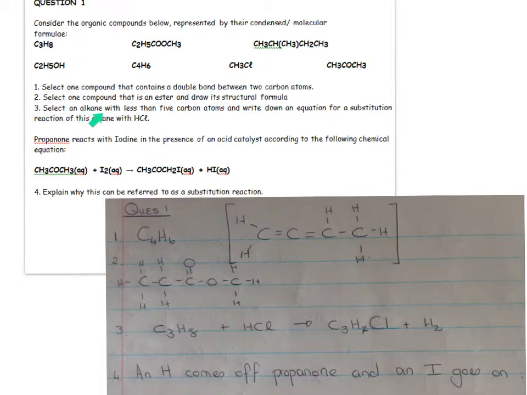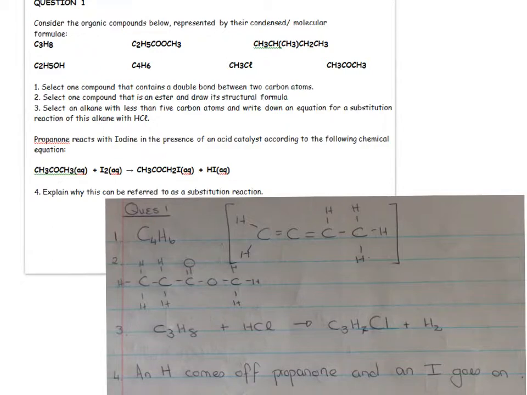Then it's select an alkane with less than 5 carbons and write down the equation. Well, an alkane has only single bonds between carbons and hydrogens. So there were 2 alkanes here. There was the C3H8, and then this molecule over here only had single bonds as well. But this has got 5 carbons in it, so you need to have less than 5 carbons. So it's going to be the C3H8.